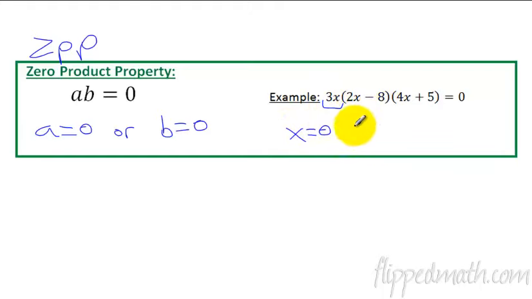Or if you solve this one, you'd have to end up with an x equals 4. You take 2x minus 8 equals 0 and solve it. And again, you take this one, set it equal to 0, solve it. You get x equals negative 5/4. That's the zero product property. The whole idea is make sure it equals 0, use all your factors, and you solve from there.